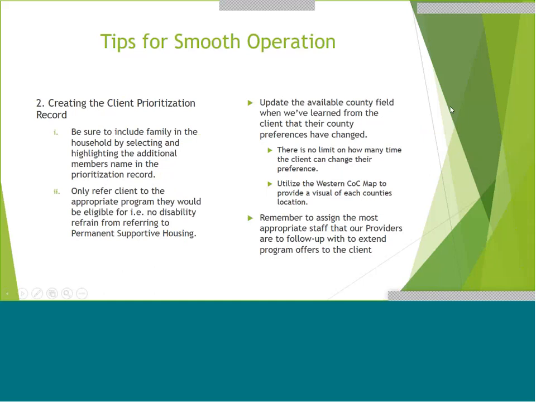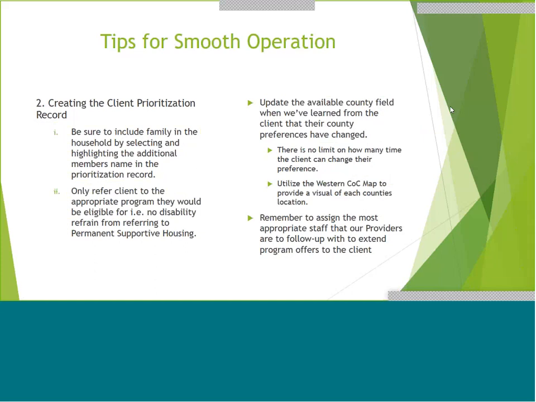So when we're creating that client prioritization record, which is the last step in that client intake process, we want to be sure to include the family in the household. And Brian showed us how we could click them in. One, because when we're looking at the prioritization list record, we want to ensure that the family matches how many household members are actually included in that household, and then for other reporting purposes. So we only want to refer clients to the appropriate referral options.